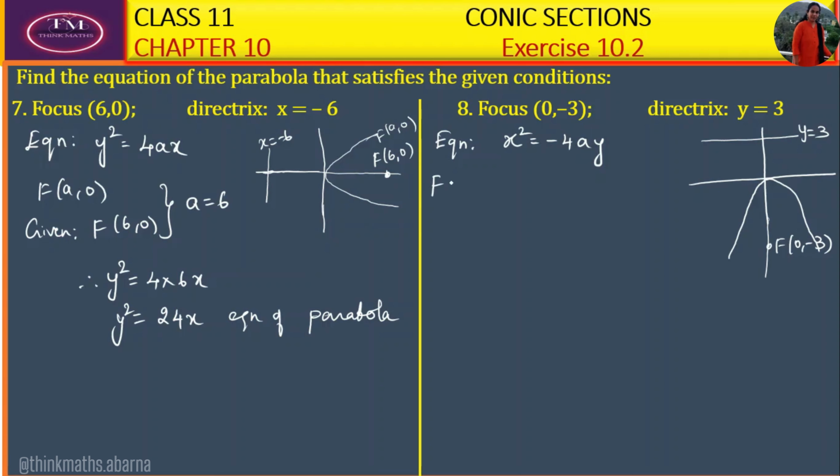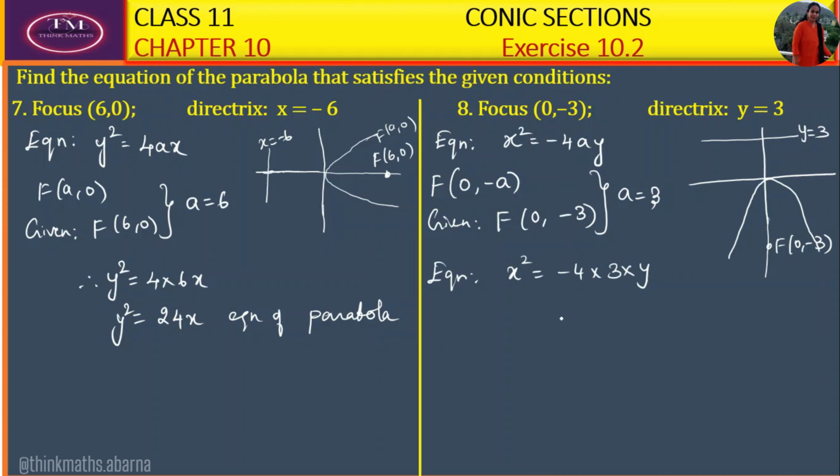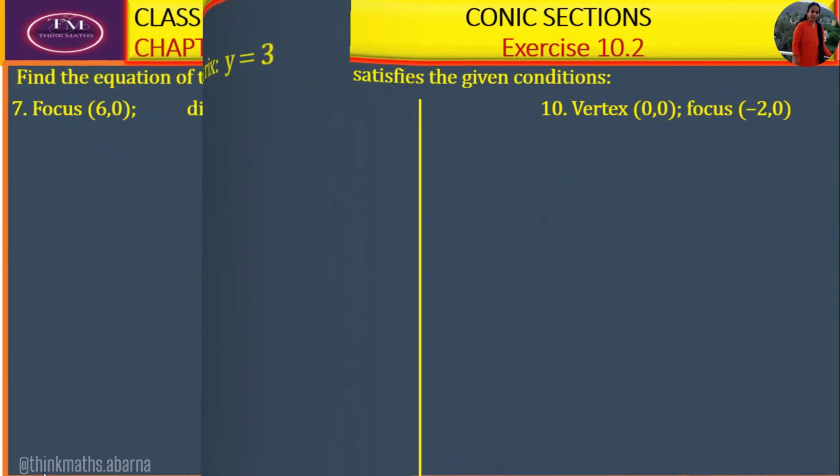Clear? Now what is the focus for this? It is 0 comma minus a. What is given focus? Given it is 0 comma minus 3. If you compare both, we will get a is equal to 3. Therefore, what is the equation? It is x square equal to minus 4 into a is 3 into y. So it is minus 12y. So x square equal to minus 12y. This is the equation of the parabola. Clear? Very simple, isn't it? Yes. So moving on to the next set.